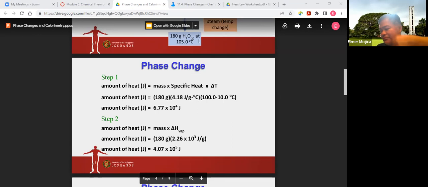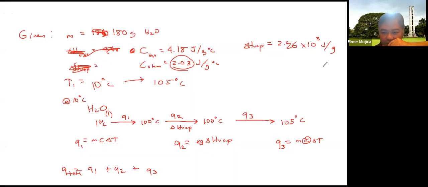How do you get from mass to moles? Anyone? Paano yung calculation? So let's say kung ang given dito ay moles. So how do you convert yung 180 grams to moles? Anyone? You multiply it with 1 over 18.